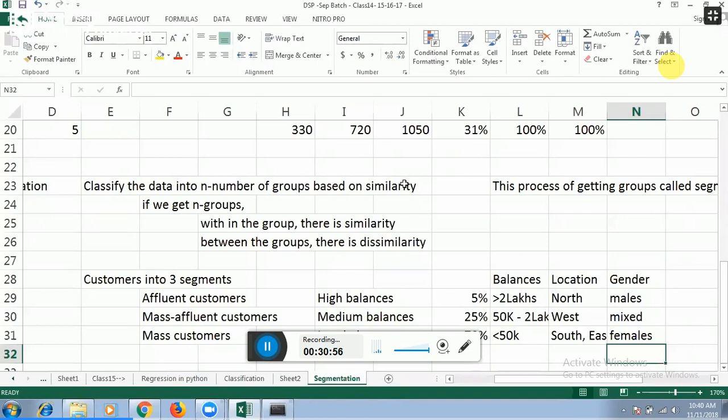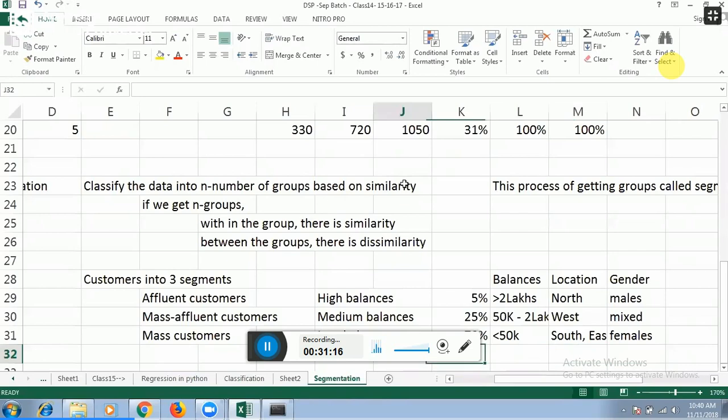What are the number of parameters? The cluster may not be good in shape. We'll talk about that part, and the problems we face while implementing it we'll discuss. But right now I'm talking about the definition of segmentation, the definition of the segmentation process.